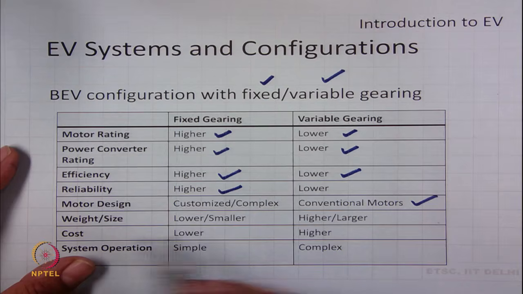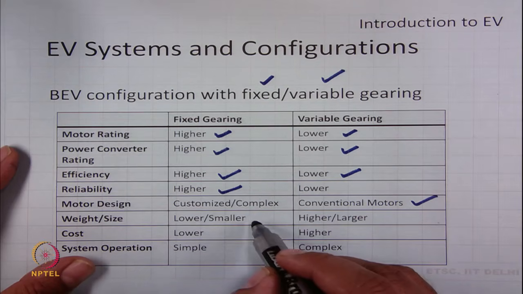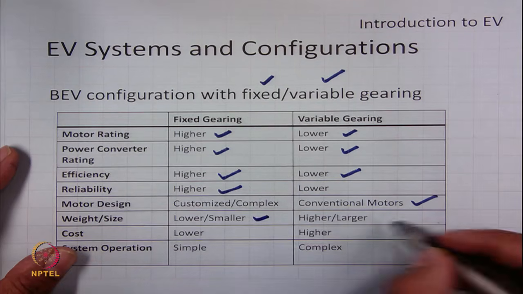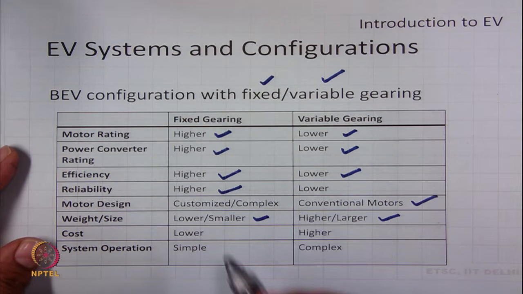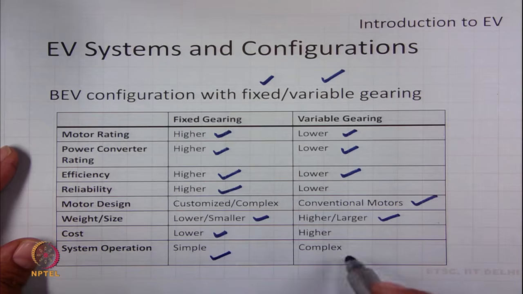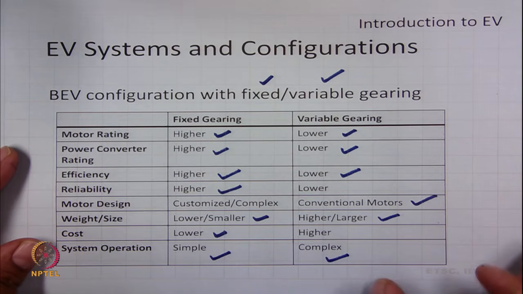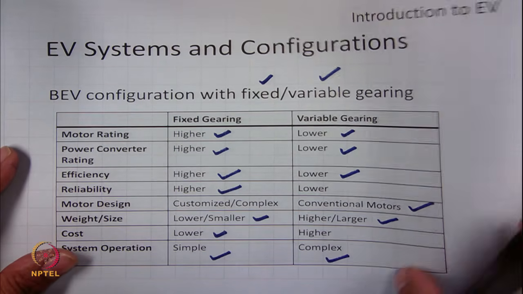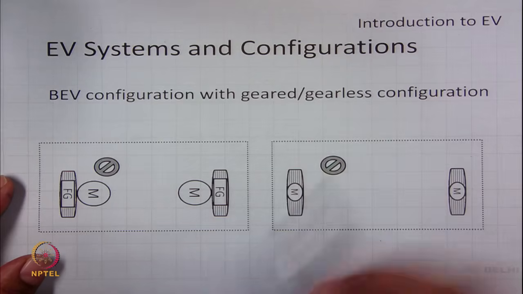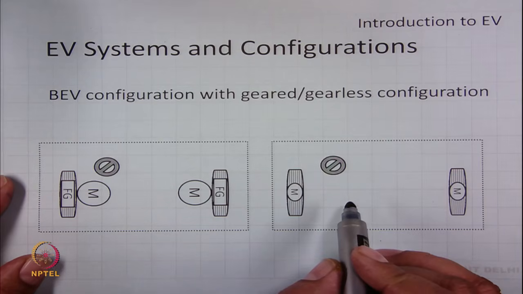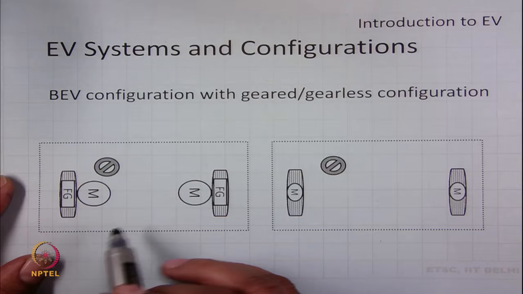So, if you see the weight and size, it is much better in a fixed gearing system and it is higher in variable gearing systems. The cost is also lower compared to variable gearing systems. The system is simple, whereas it is complex because of a lot of mechanical subsystems.